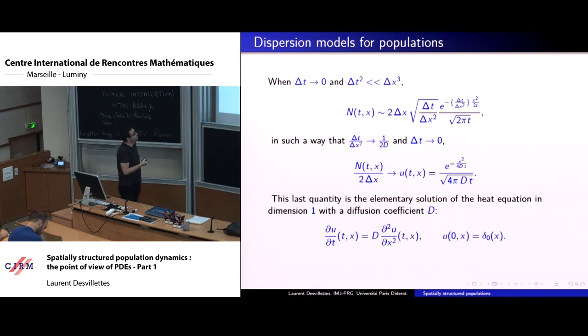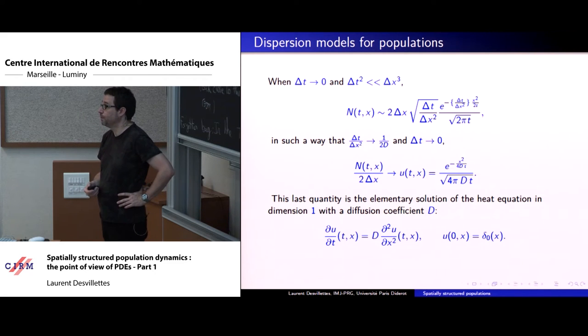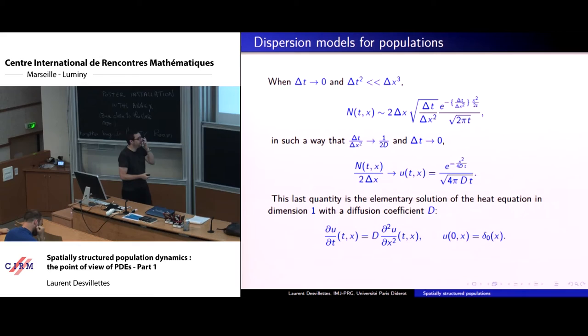And what this tells you is that the limit that you obtain from the random walk in this way is exactly this function here, which is the elementary solution of the heat equation in dimension 1 with a diffusion coefficient d. This means that u, defined by this formula, exactly satisfies the heat equation with diffusion coefficient d, which is written here. And at time 0, it's just the Dirac mass at point 0. Okay, so as you can see, this is completely elementary. Those are really elementary computations which can be presented very early, in fact.